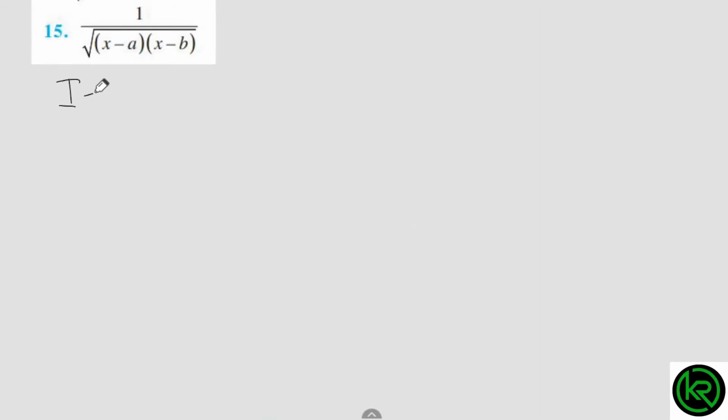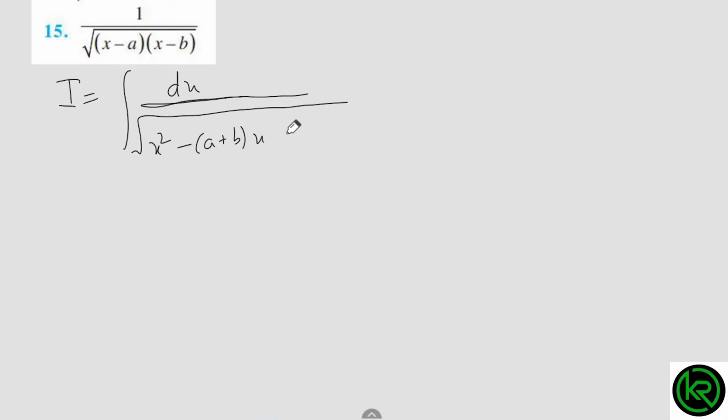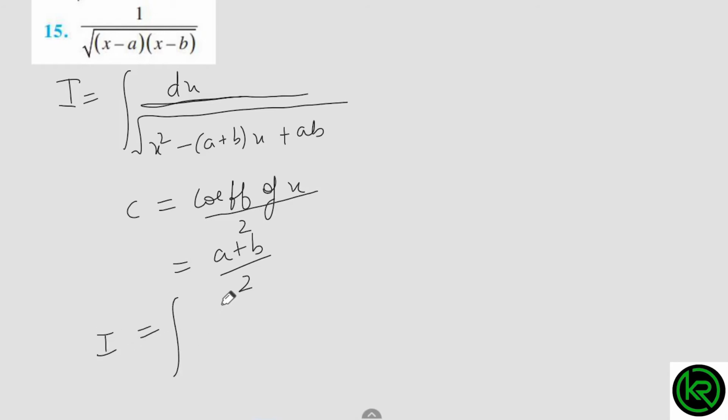Next question is question number 15. I is equal to integral dx upon under root. Students, here we will multiply, x minus a, x minus b. If we will multiply, then we will get this, and minus minus plus ab. Students, x square coefficient is already 1, we need only c. C will be coefficient of x upon 2, and coefficient of x is a plus b upon 2. So we have to add and subtract c, sorry.